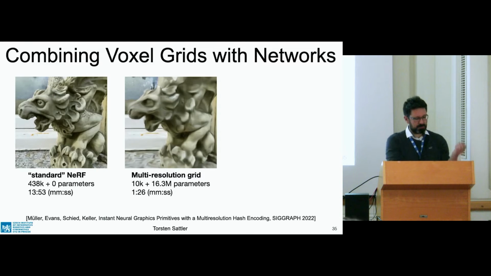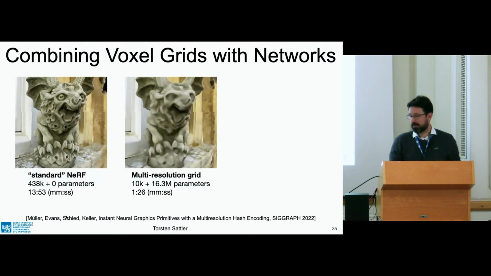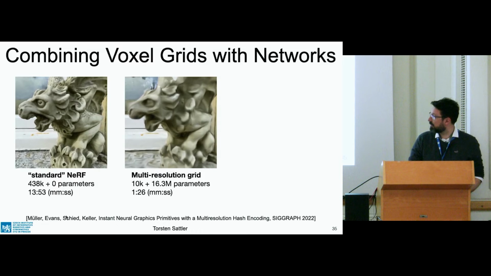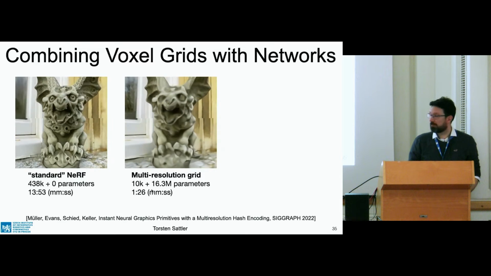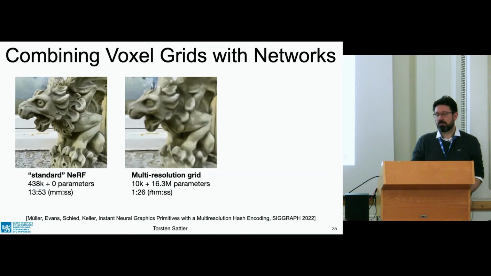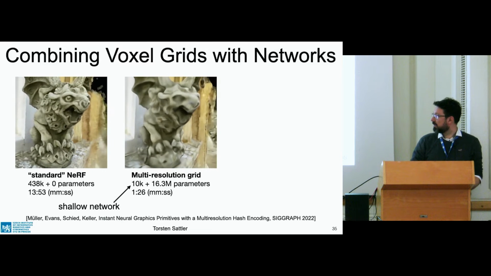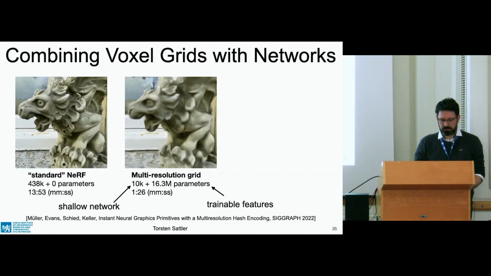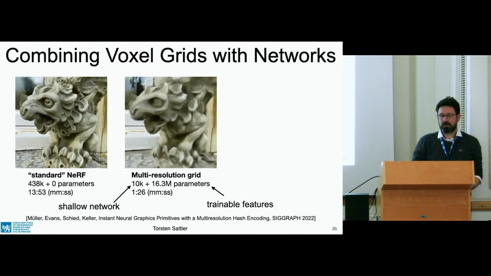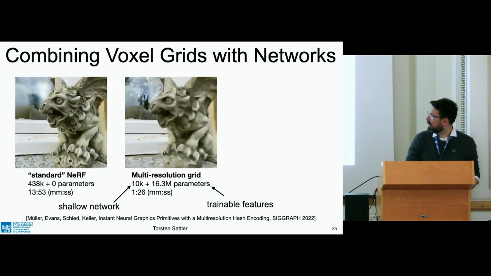So here's some example. On the left, you see the output of a standard NeRF, where the neural network has about 440,000 parameters, and training to this quality takes around 14 minutes. And then the next one, you see a multi-resolution grid approach, which is based on voxelizing a scene. You have a very small neural network, which only has 10,000 parameters, but you also have 16 million parameters that come from the features stored at the corners of the voxels.